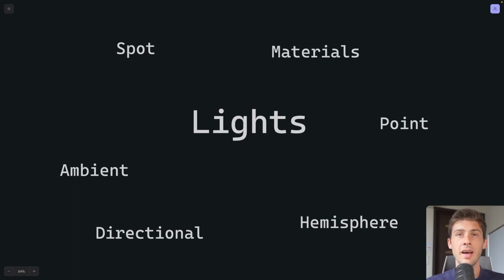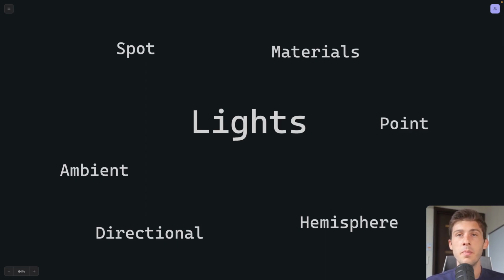Let's talk about lights. We have discovered different materials, some like the basic material that doesn't react to light and it always appears the color that it is supposed to be. In opposition to that, we discovered the mesh standard material that reacts to light, and the color is impacted by the light and the distance with the light and the position.